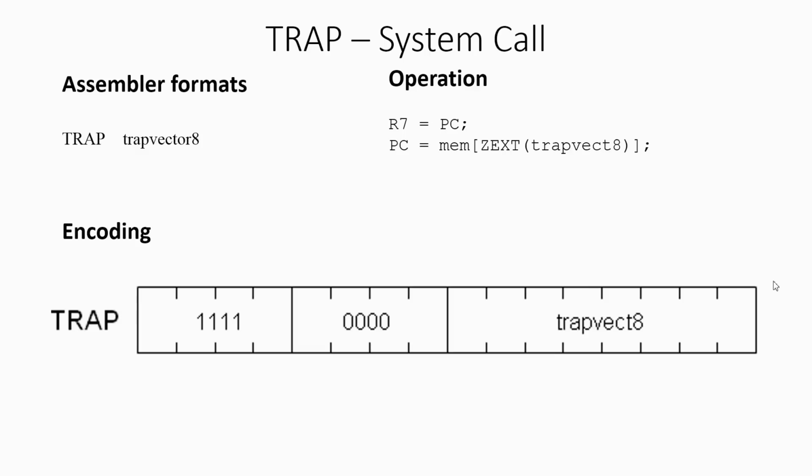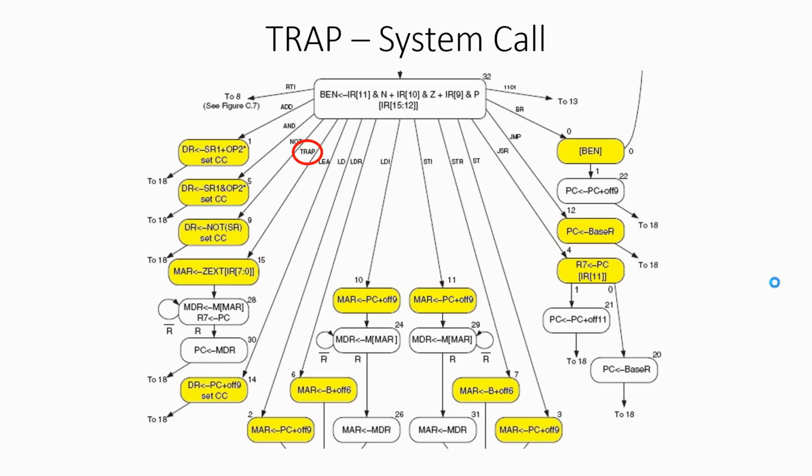First, R7 is loaded with the incremented PC, which allows a return to the instruction following the trap instruction in the original program. Next, the PC is loaded with the starting address of the system call specified by trap vector 8. The starting address is contained in the memory location whose address is obtained by 0 extending trap vector 8 to 16 bits in length.